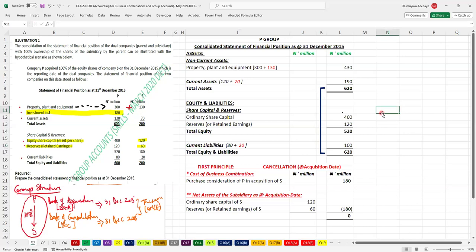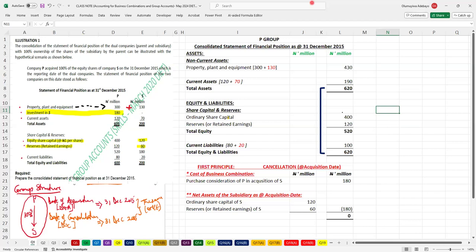Simply put, this is the first principle of consolidation. And in summary, what is it? In consolidating a subsidiary, at the date of acquisition where the business combination took effect, you ensure you consolidate all assets and liabilities of the subsidiary as identified, while you cancel out the equity of the subsidiary as at the date of acquisition, which comprises of capital and reserves only at the date of acquisition.